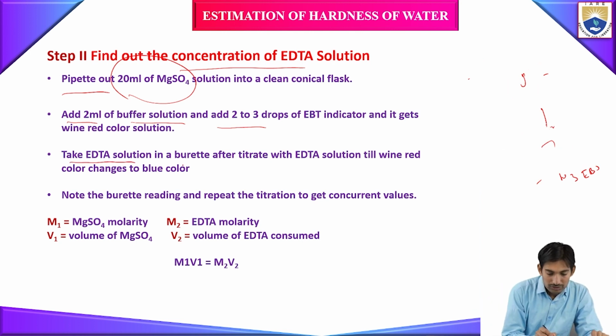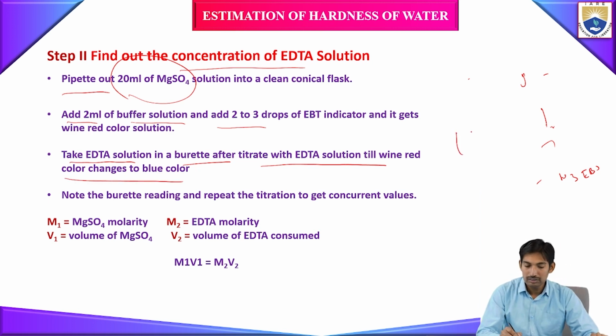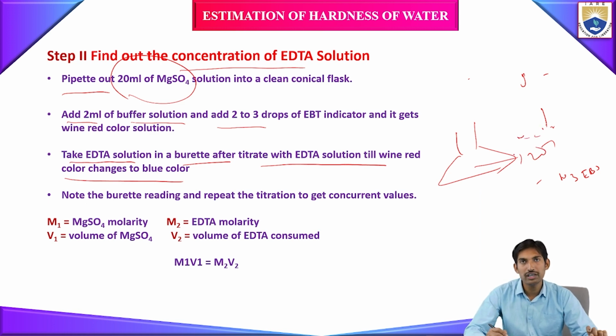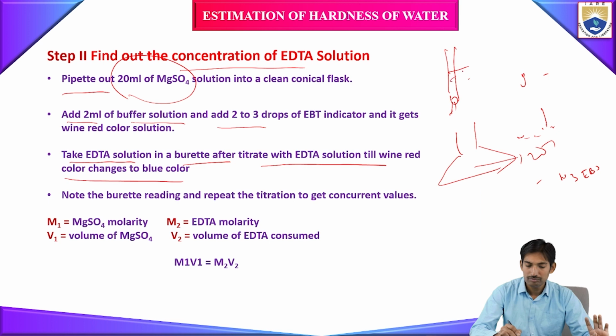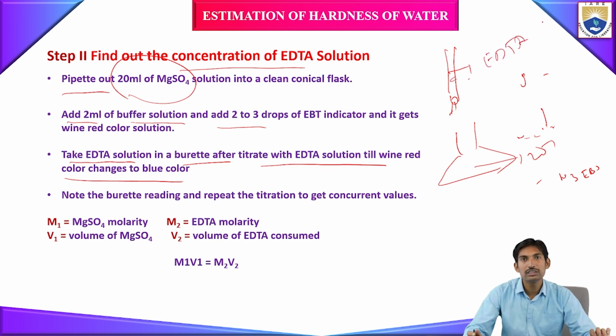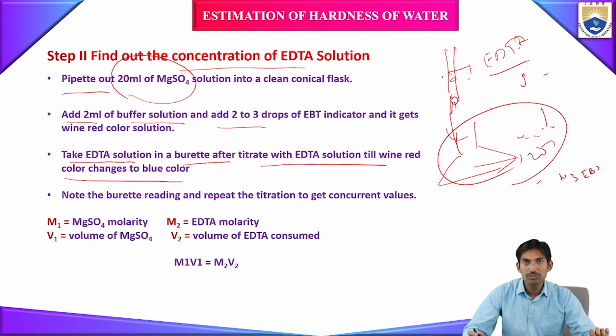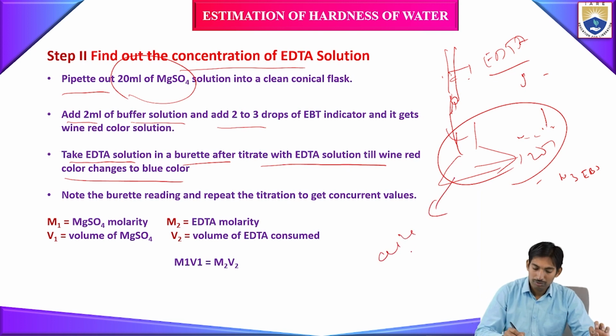Then take EDTA solution in the burette and titrate with EDTA solution till the wine red color changes to blue color. We are taking magnesium sulfate 20 ml, 0.01 molar. For that we have added EBT indicator and buffer solution. The color of this solution is wine red. In the burette, we are taking EDTA solution of unknown concentration. Then titrate with EDTA, and this magnesium EBT complex is wine red. Then if we titrate drop by drop with EDTA, what happens? This wine red color changes to blue color.